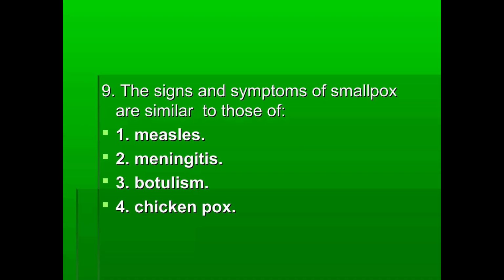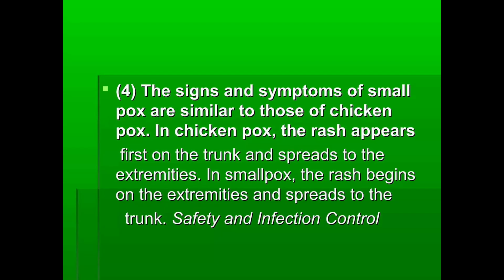The signs and symptoms of smallpox are similar to those of what? So you ought to know about smallpox. How does it present? In most cases, they will be similar to those of chickenpox, where we have rashes which appear first on the trunk and spread to the extremities. But in smallpox, the rashes begin on the extremities and spread to the trunk. So it's always the opposite. Chickenpox, we start from the trunk, then extremities, but smallpox, extremities, then to the trunk.